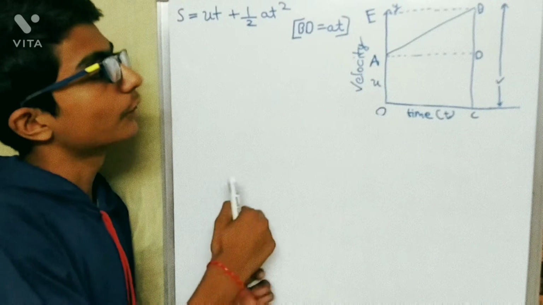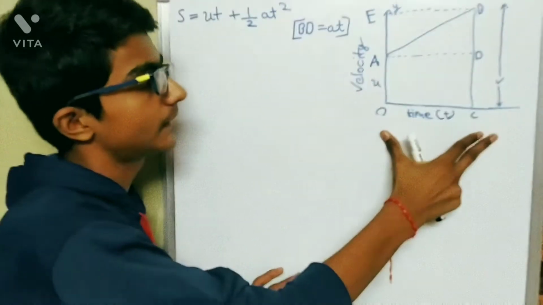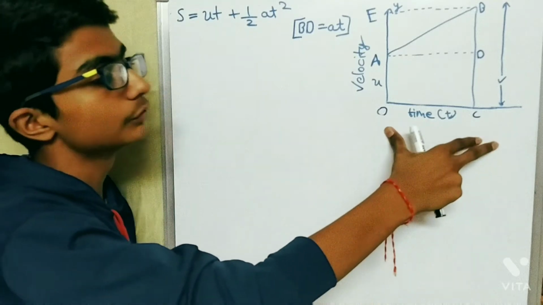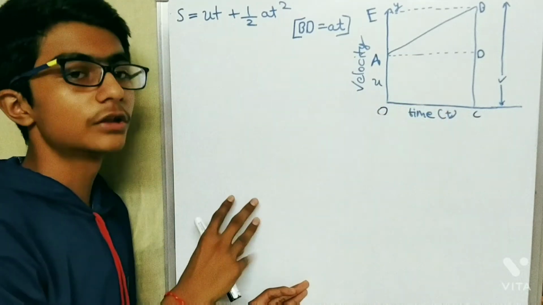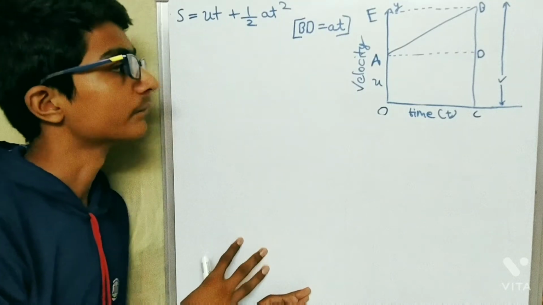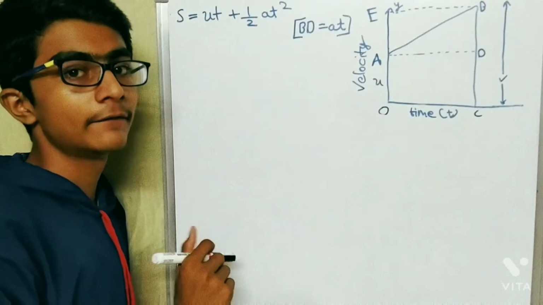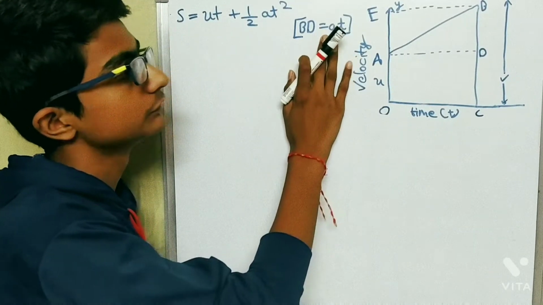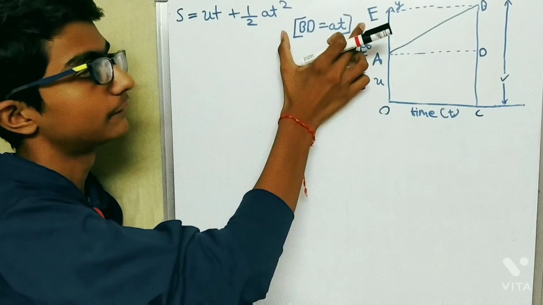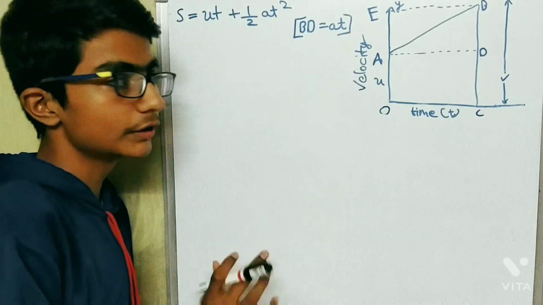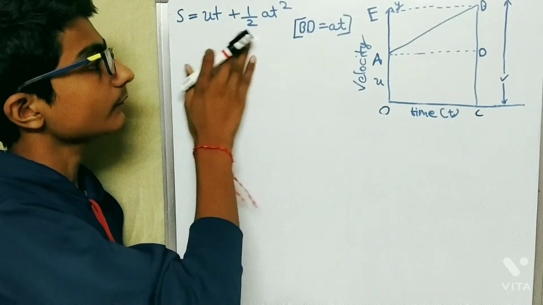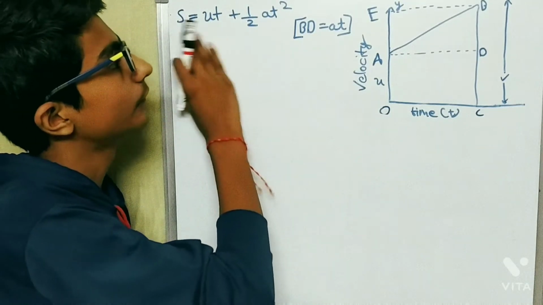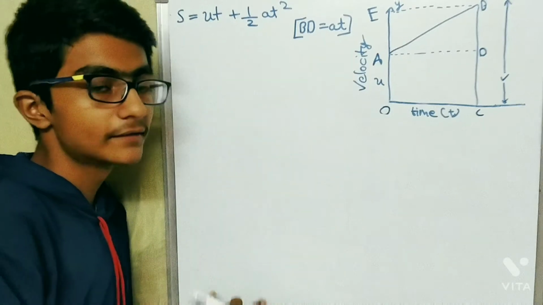So now moving forward, this is the same graph from the first equation's derivation, and we have to use this graph itself to derive all three equations. The first one is already done, and we came to the final answer that BD is equal to at. So now this is going to help us solve this equation.